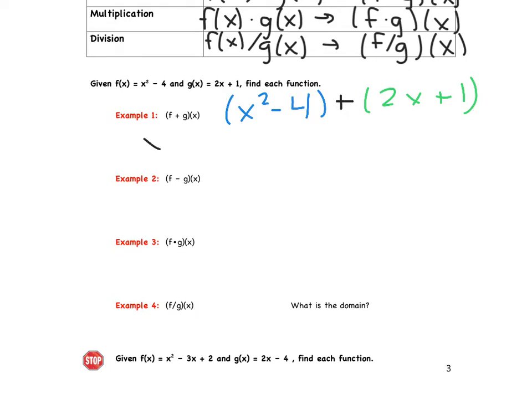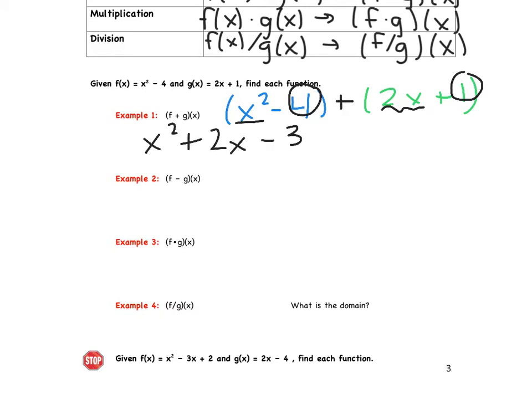So we have x squared. I only have one x squared term. I don't have a term to the second power from my g of x function. Now I add 2x. That's my only x term. And now I'm going to add my constants together. Combine those to get minus 3, so my answer there is x squared plus 2x minus 3.